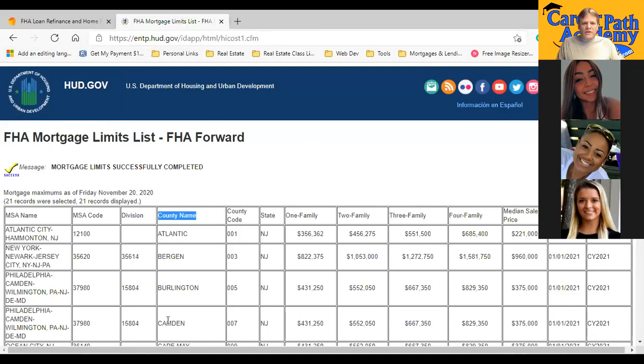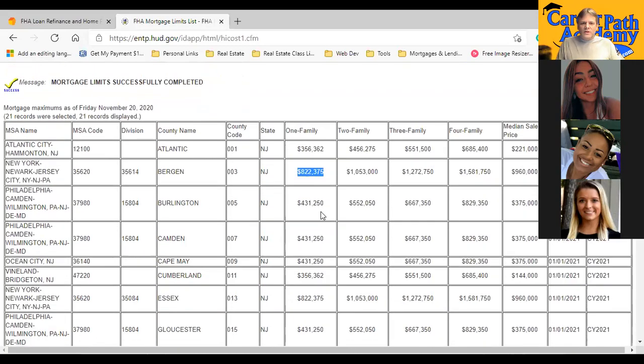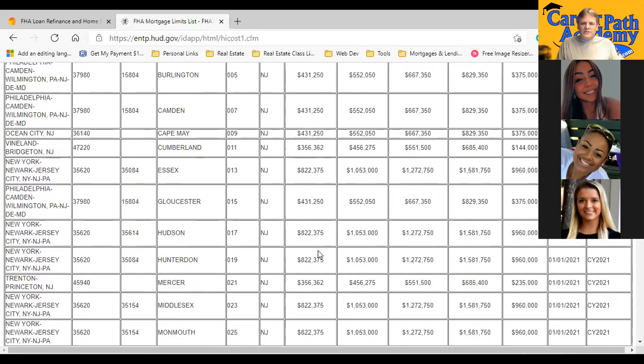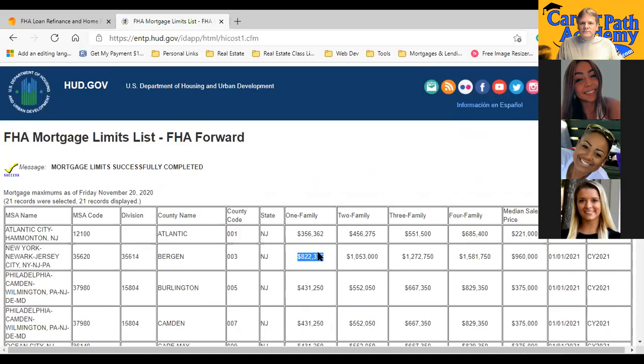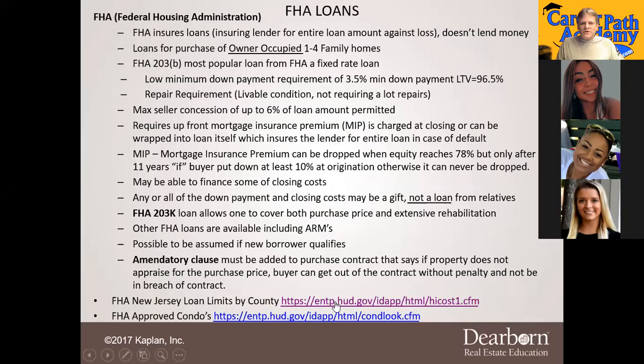Depending on what county you live in, for a 1 family house, Atlantic County is one of the cheaper counties. They'll only loan up to $356,000 in change for a 1 family house. Whereas Bergen County is a more expensive county. They'll lend up to $822,000 for a single family home. You see how the different counties have different lending limits depending on the county you live in. That's what these links are for at the bottom here.